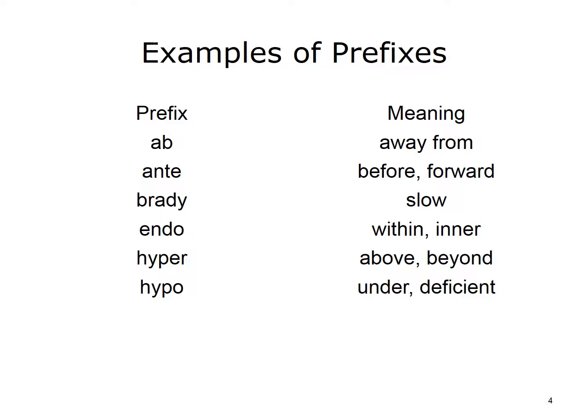Here are more examples of prefixes and their meanings. Ab means away from. Ante means before or forward. Brady means slow. Endo means within or inner. Hyper means above or beyond. Hypo means under or deficient.